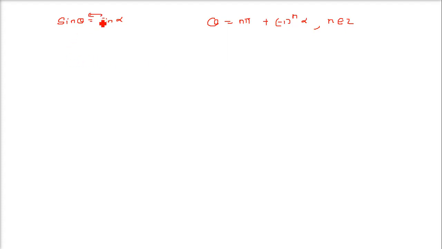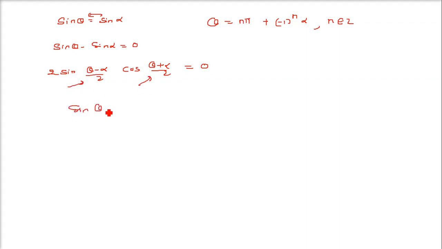Just bring it here. This will be sin theta minus sin alpha equal to 0. And what is sin theta minus sin alpha? 2 sin (theta minus alpha) by 2 cos (theta plus alpha) by 2. This is equal to 0. So either this term is 0 or this term is 0. So this will be sin (theta minus alpha) by 2 equal to 0. Either this one or cos (theta plus alpha) by 2 equal to 0. And we know the general solution of this one.